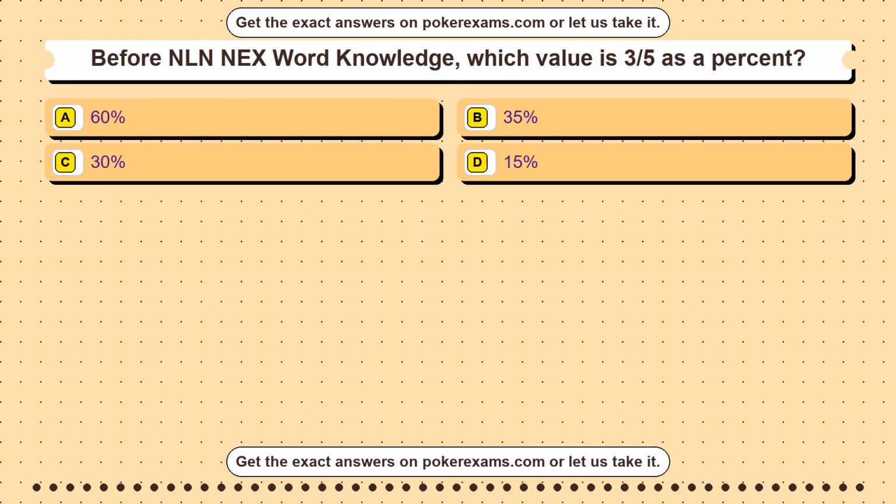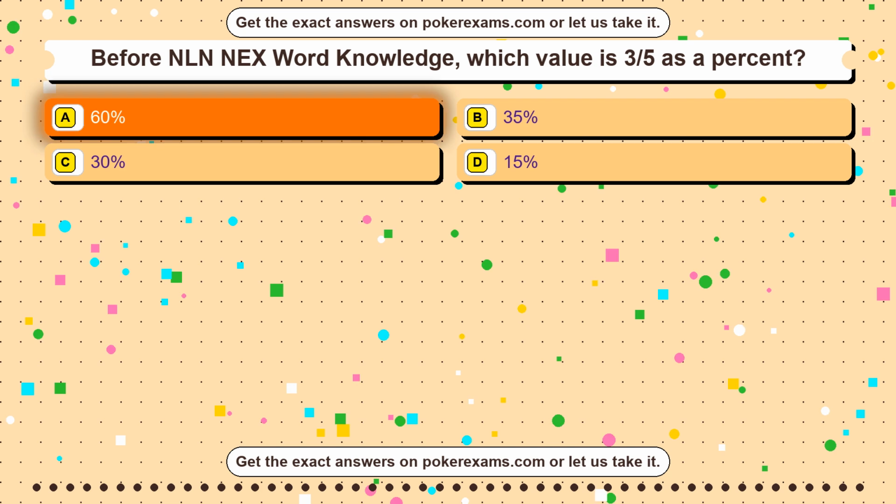Question 45. Before NLN NEX Word Knowledge, which value is 3/5 as a percent? Option A 60%. Option B 35%. Option C 30%. Option D 15%. The correct answer is option A.